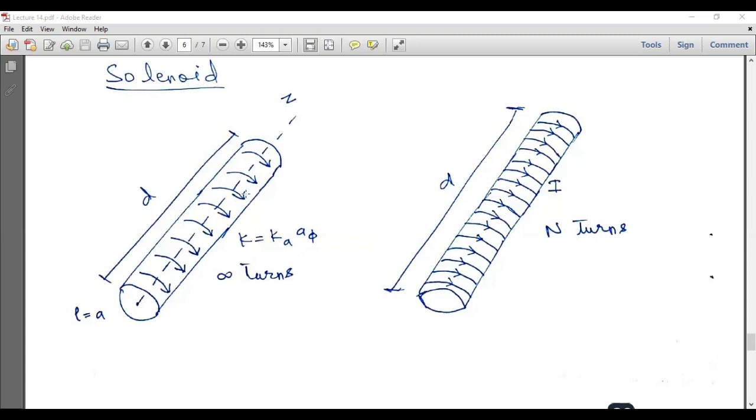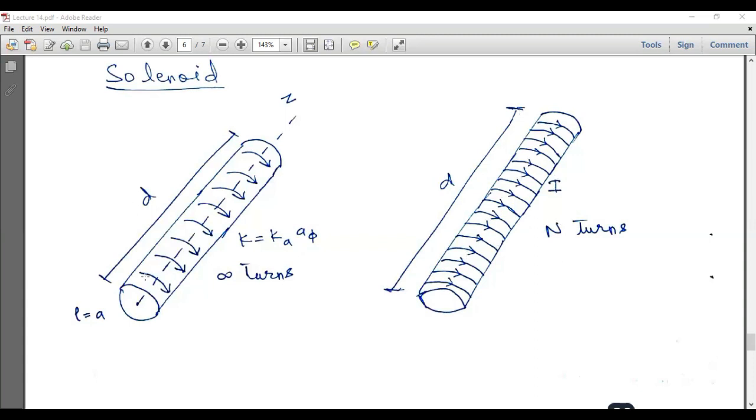So this is an infinite turn solenoid, and this is a finite turn solenoid, in which we have n number of turns done over this cylindrical magnetic material. We can say these are a finite number of turns, and the length of the solenoid in both cases is equal to d, and the current flowing is equal to I.